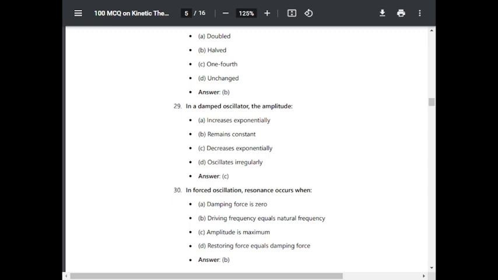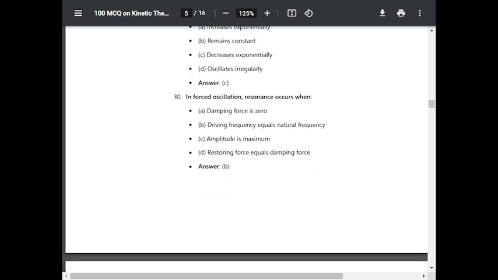Question number 29. In a damped oscillator, the amplitude: option A, increases exponentially; option B, remains constant; option C, decreases exponentially; option D, oscillates irregularly. The correct answer is C, decreases exponentially. In a damped oscillator, the amplitude decreases exponentially.